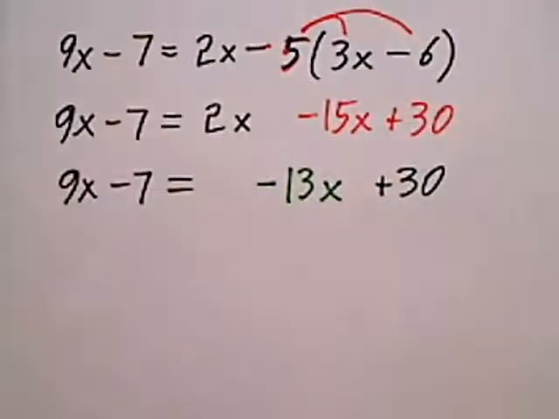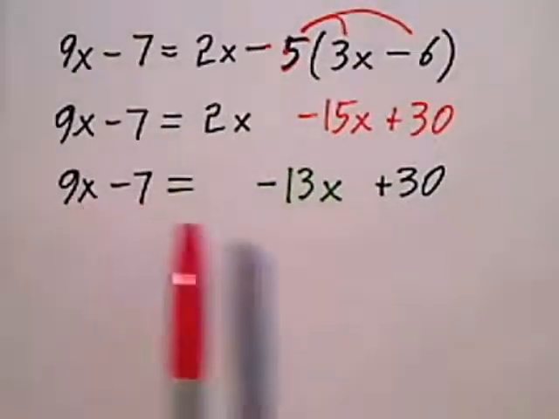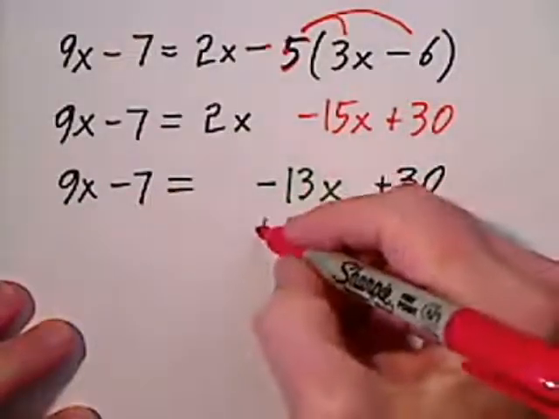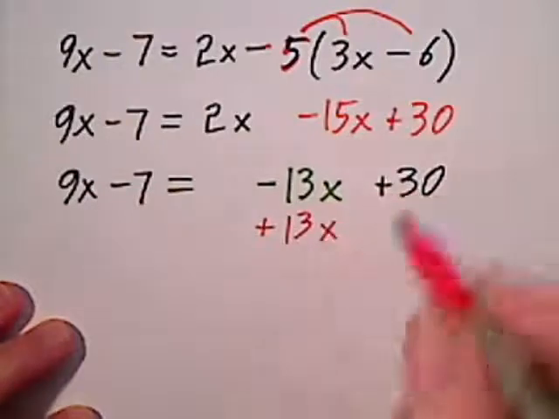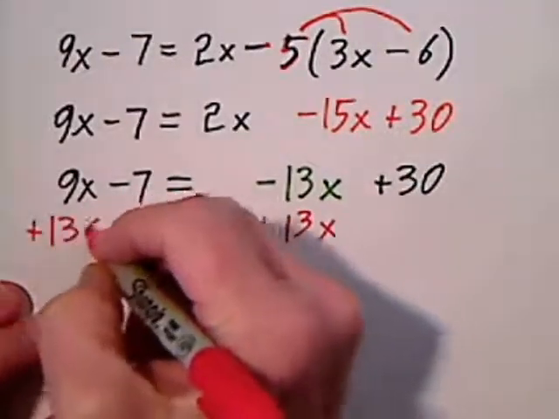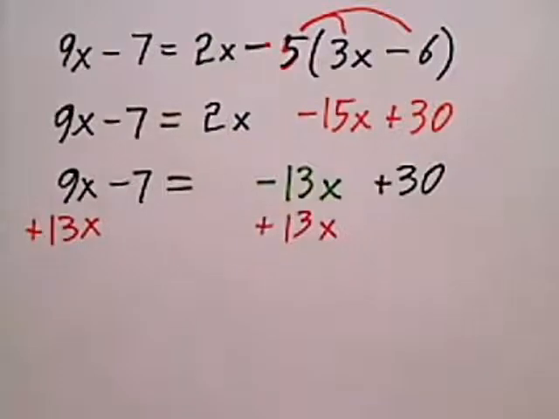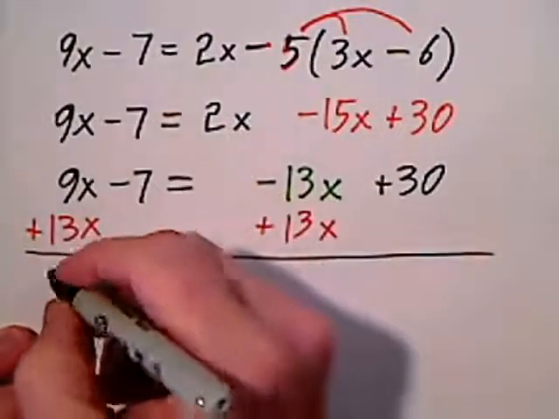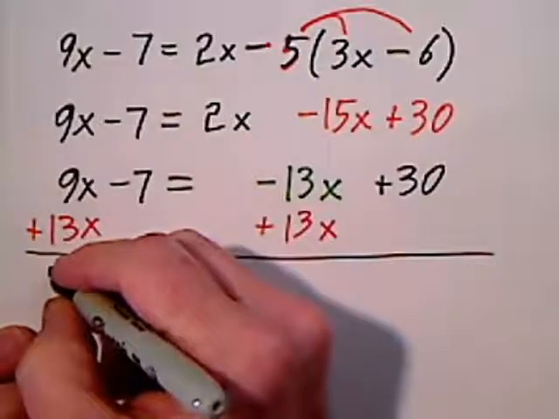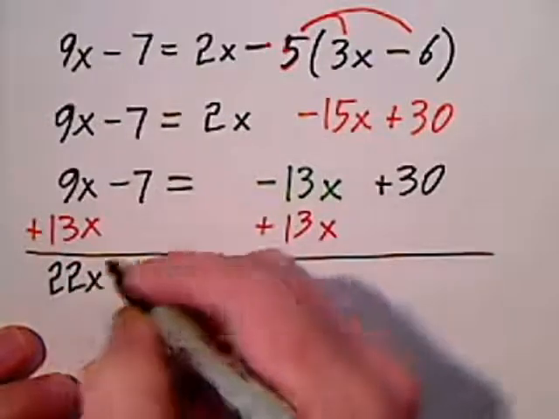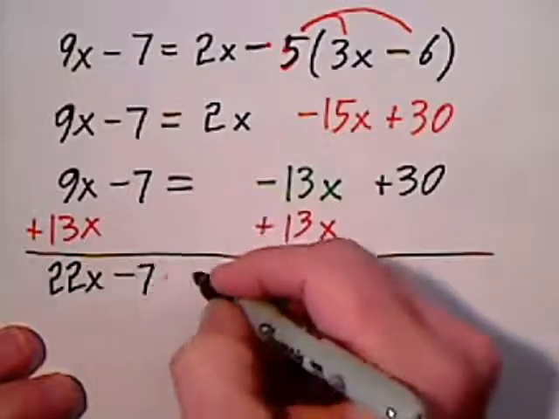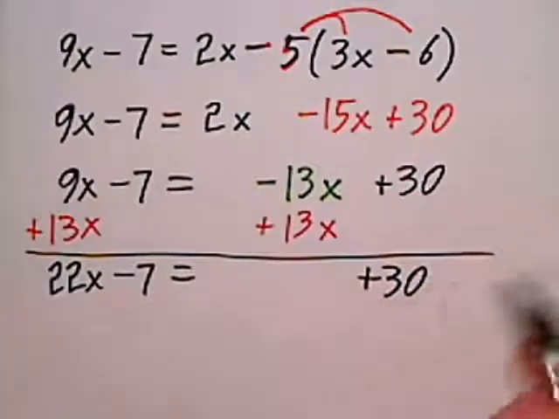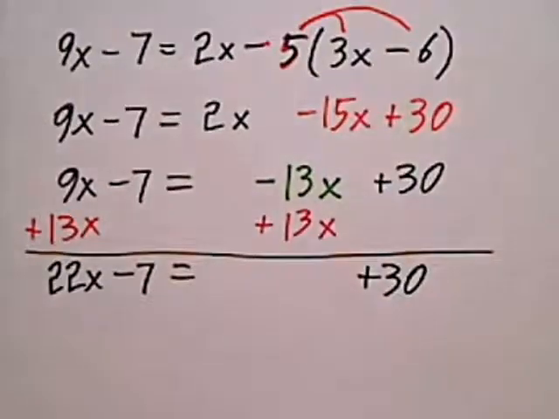All right, now you could get rid of any one of these 4 terms. I'm going to get rid of the negative 13x. Just draw a line and bring everything down. So what are we at now? 22x. That's a 0. I don't have to write it.